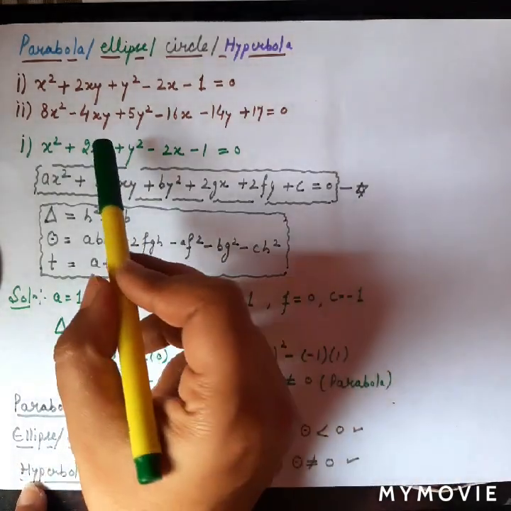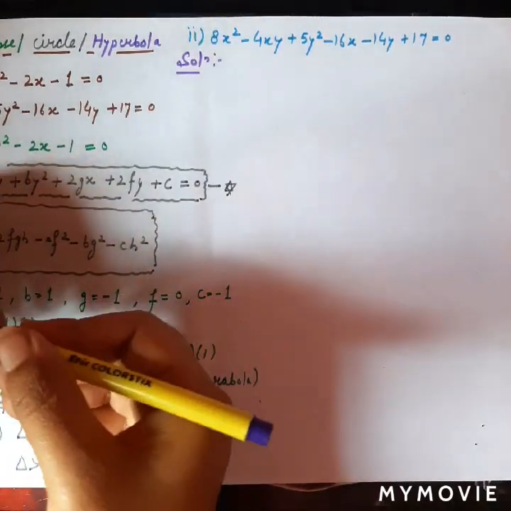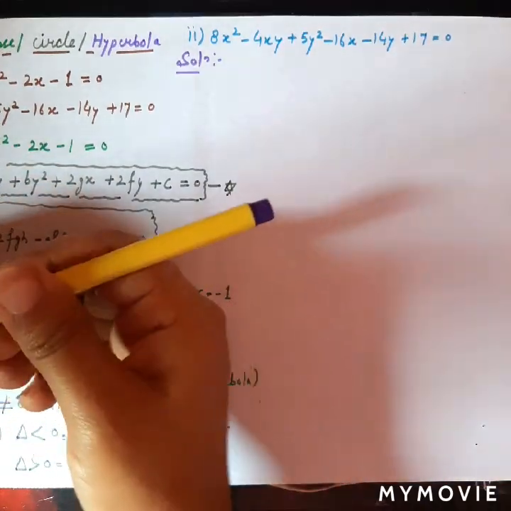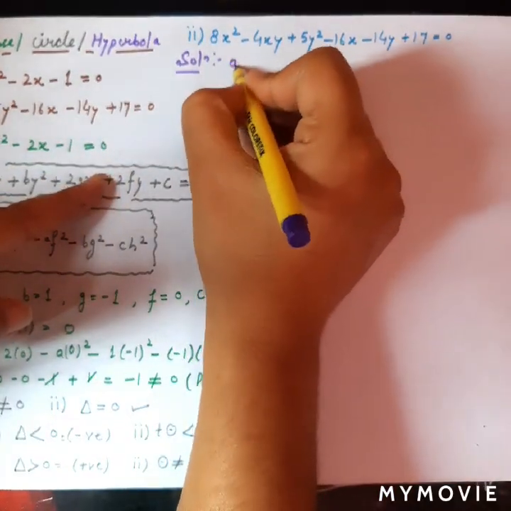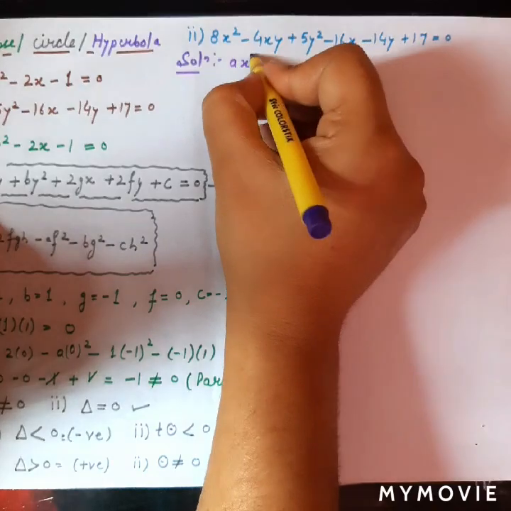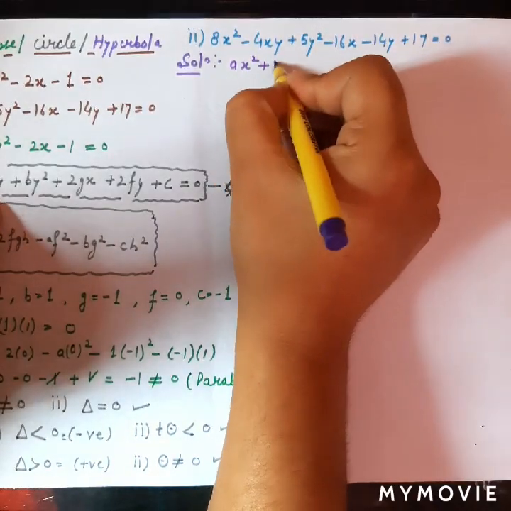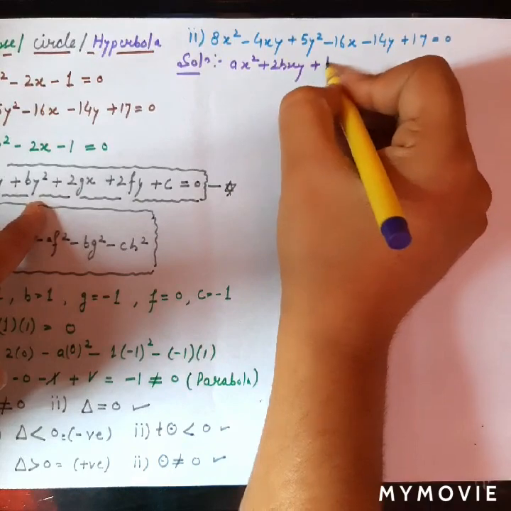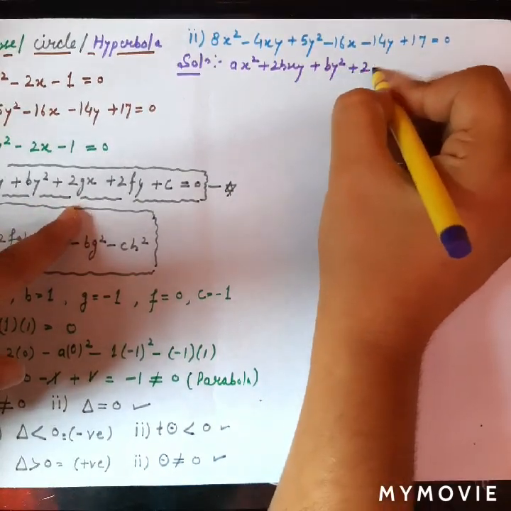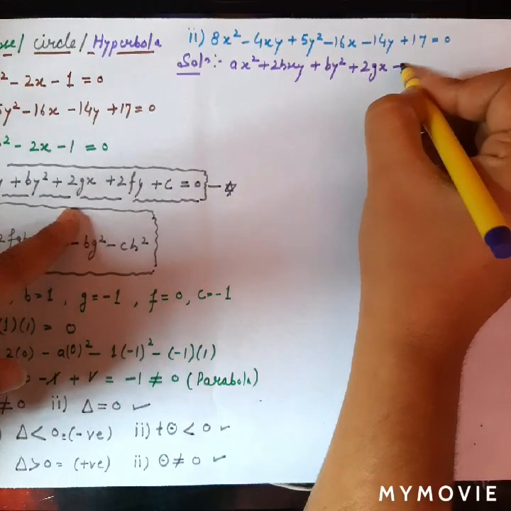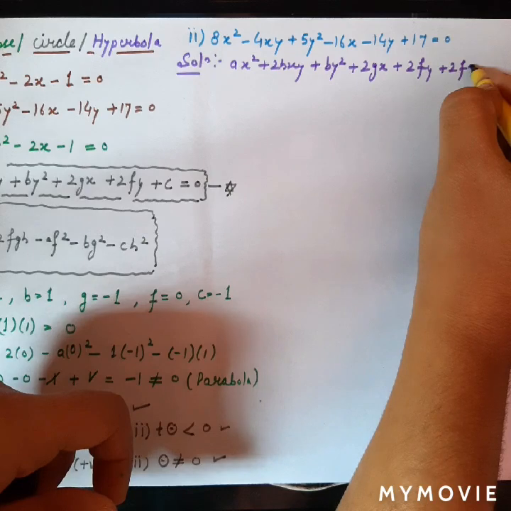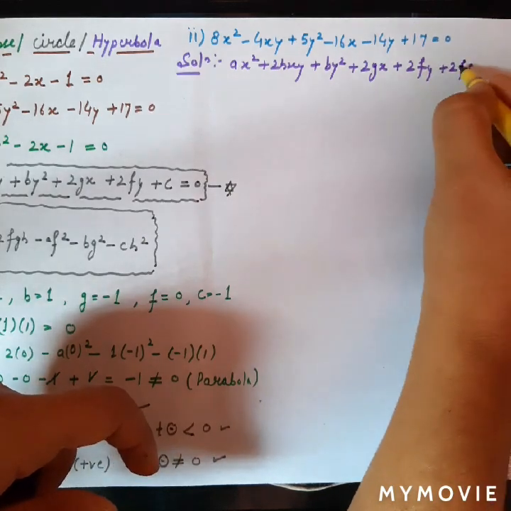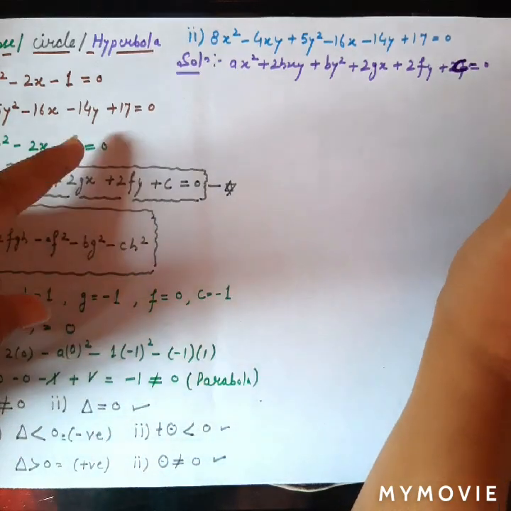Now I will consider the second equation. So in the second equation we will again do the same step, which is we need to compare this equation with the standard equation, which was ax square plus 2hxy plus by square plus 2gx plus 2fy plus c. This is equal to 0, right?